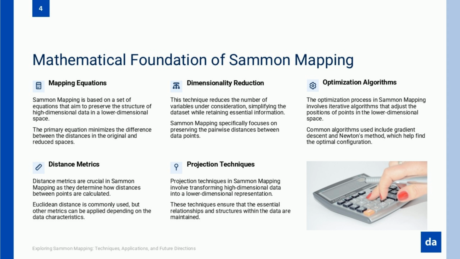A critical part of this process is selecting the right initial conditions. A good starting configuration can significantly impact how well the optimization converges, making the final mapping more accurate and stable. Understanding these mathematical foundations is essential for anyone looking to apply Sammon Mapping effectively. But once we have the theory down, how do we actually implement it step by step? That's exactly what we'll cover next.